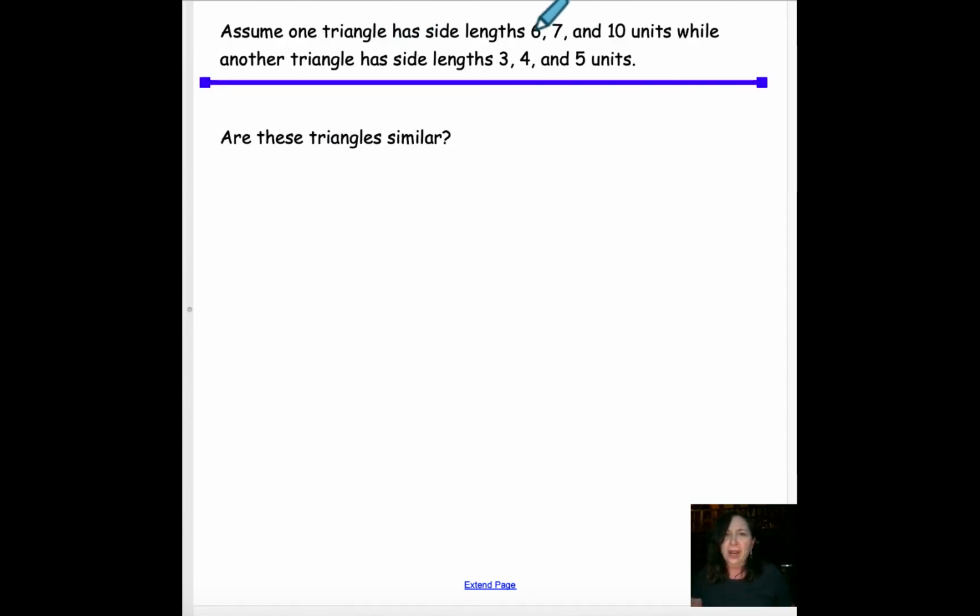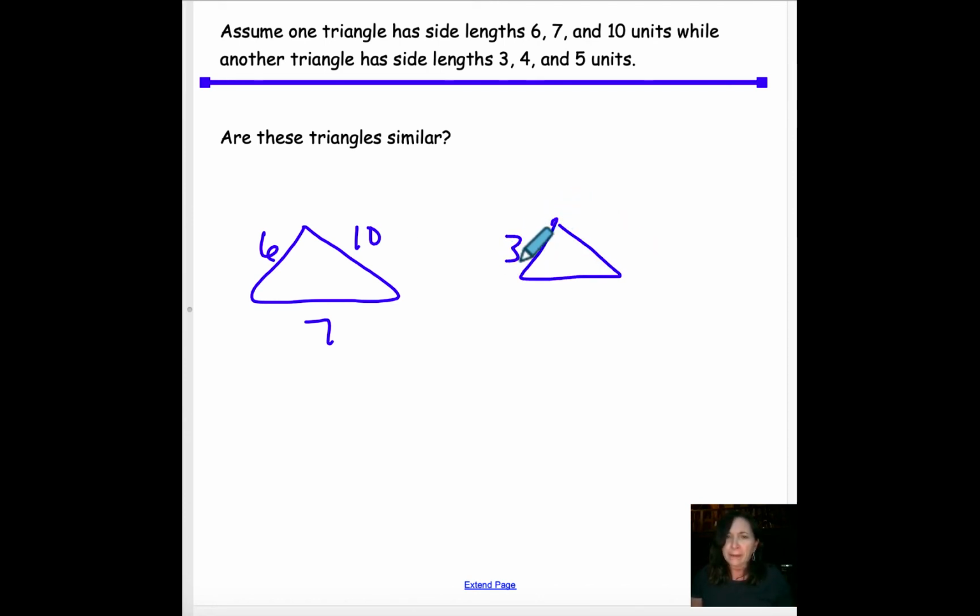So we have two triangles. It says assume one triangle, so we're just going to make it a triangle, is 6, 7, and 10. And I'm going to create these corresponding. And then we've got a 3, and then a 4, and then a 5. And then your job is to decide whether or not these two triangles are similar. Now, if these two triangles are similar, they are similar if the sides are proportional.